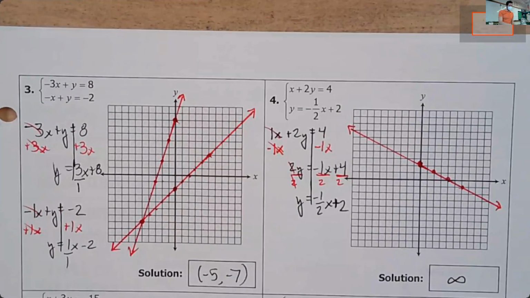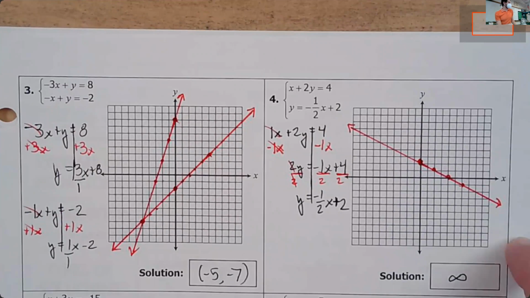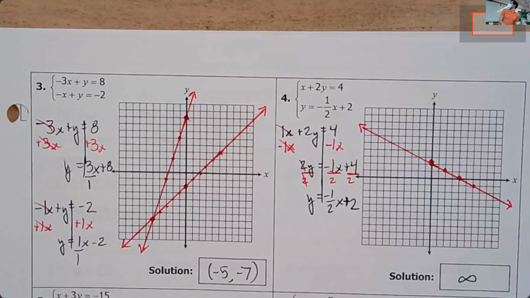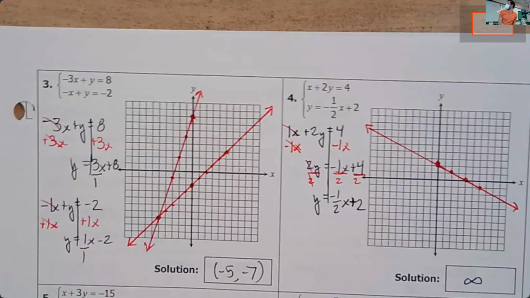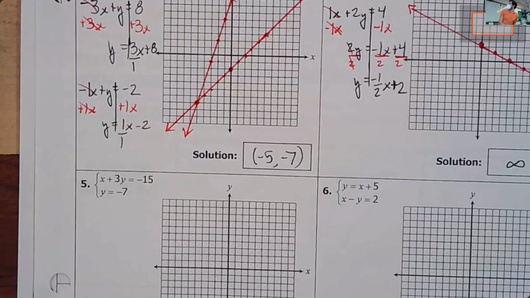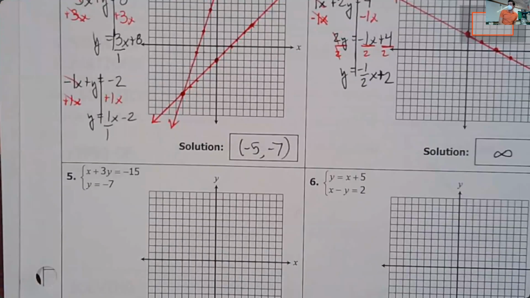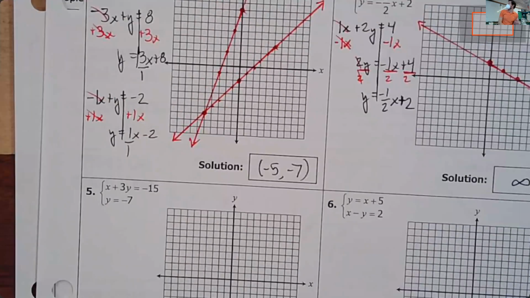All right, so number 4 is our first answer that is kind of one of those unique solutions, or no solution or infinitely many. We have an infinitely many solutions on number 4. Okay, let's take a look at number 5. So problem number 5, we're going to look at our last 2 now. Number 5, we have x plus 3y equals -15, and then we have y equals -7.